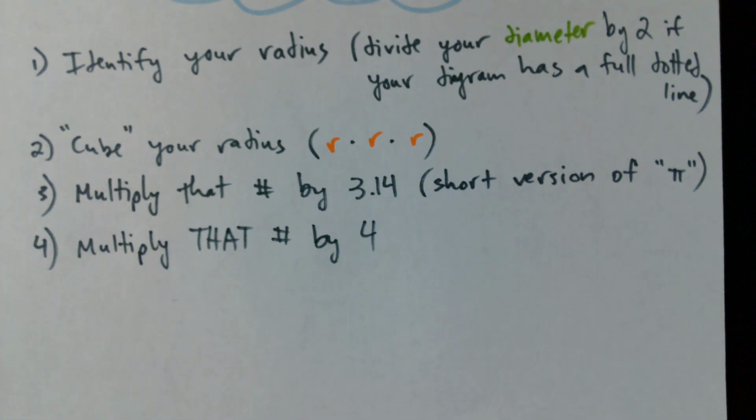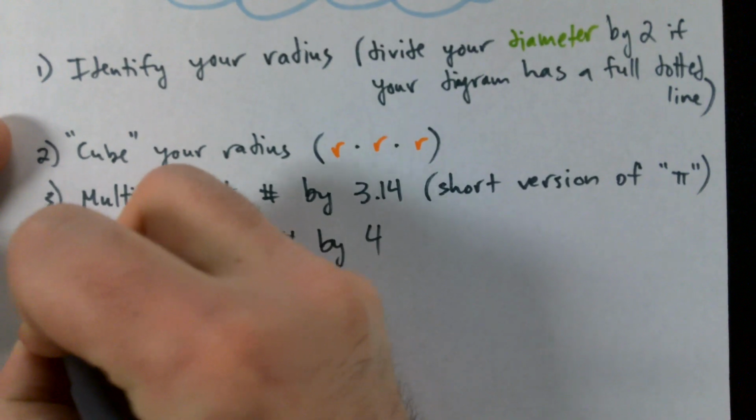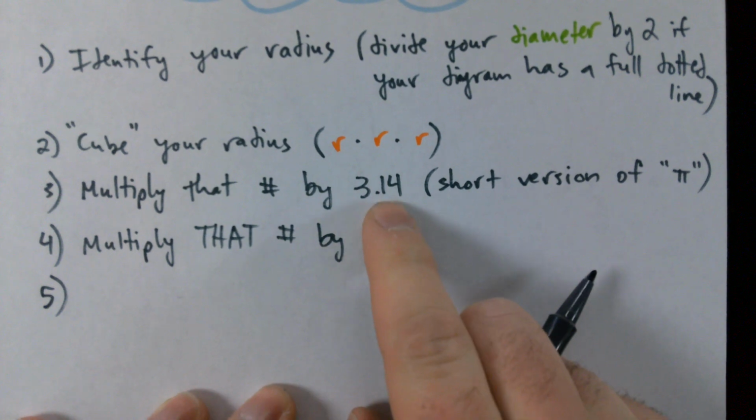This might be a little bit hard to follow right now, but once we get to the calculators, it will be a whole lot easier for us. My question is, I want to know what that number is. It's the result of number 3.